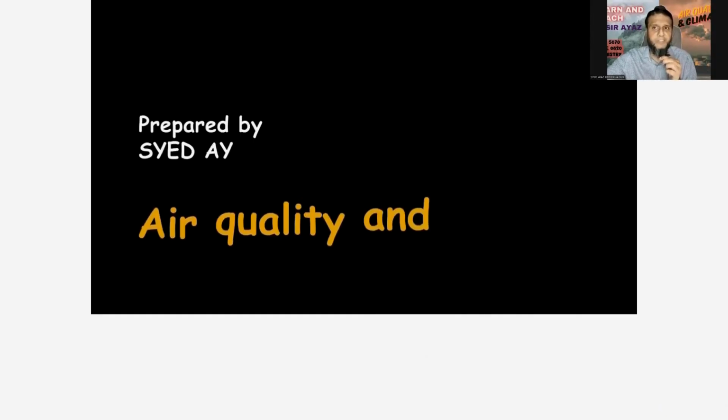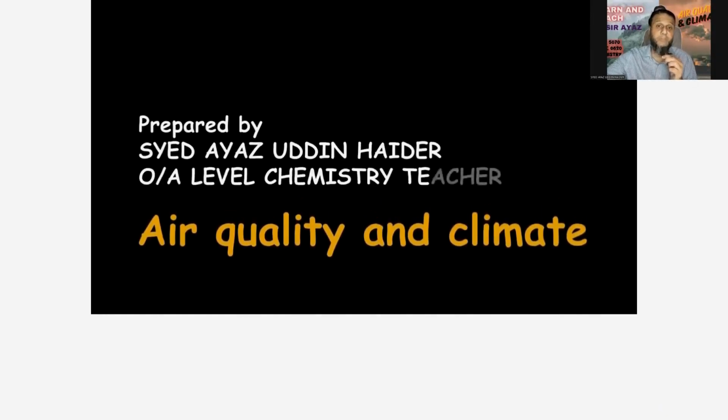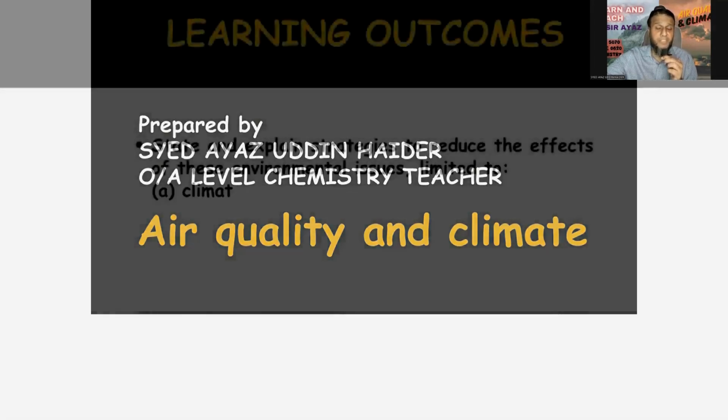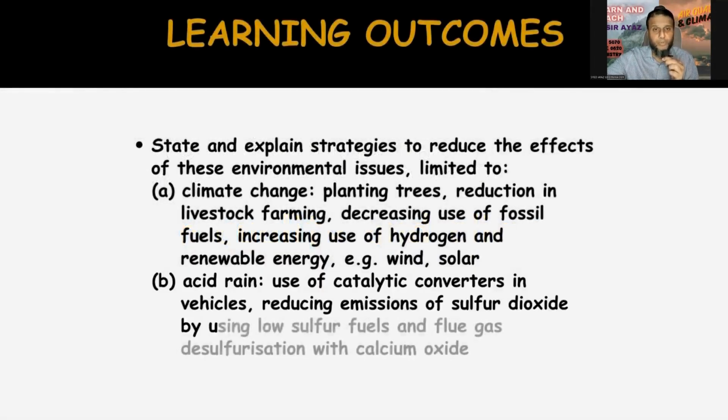And explain strategies to reduce the effects of these environmental issues. Climate change: planting trees, reduction in livestock farming, decreasing use of fossil fuels, increasing use of hydrogen and renewable energy, for example, wind and solar. Acid rain: use of catalytic converters in vehicles, reducing emissions of sulfur dioxide by using low sulfur fuels, and flue gas desulfurization with calcium oxide.